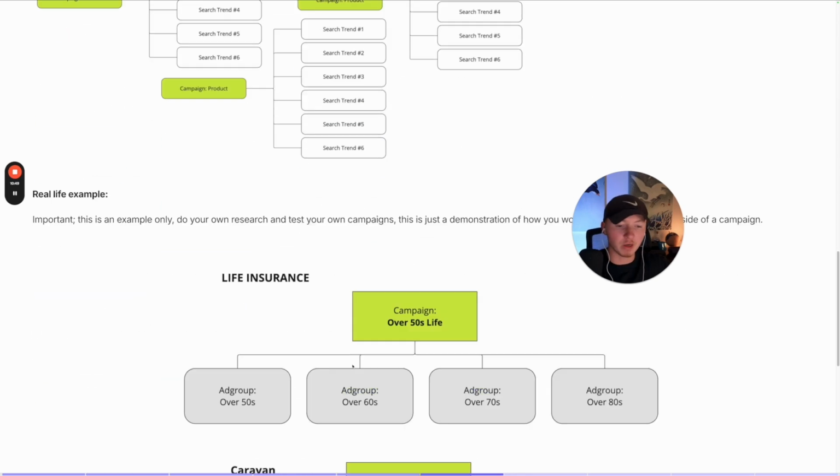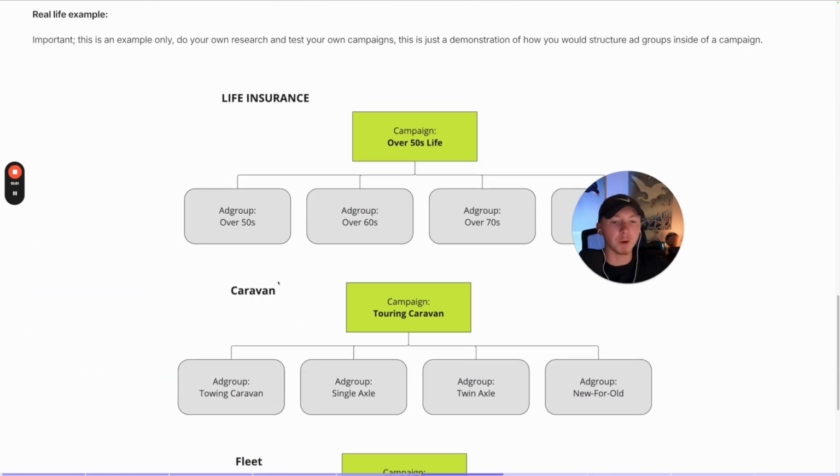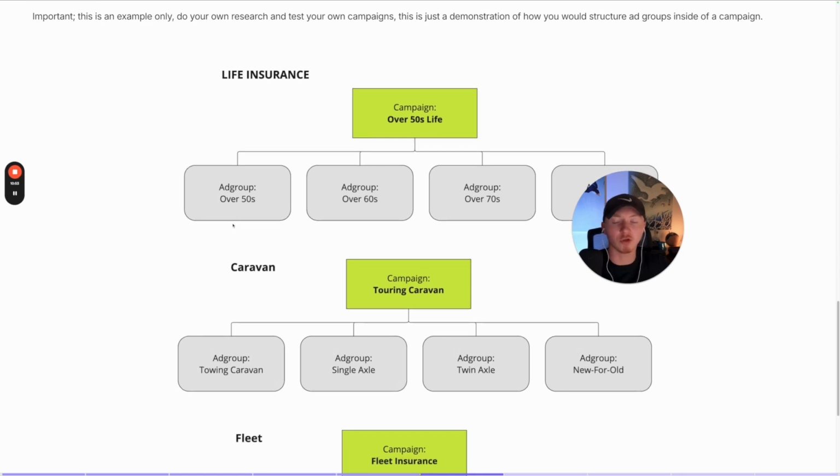So instead of breaking it down on ages, which you can still do, you actually want to create ad groups that are specific for those keywords. So an ad group for people searching for over 50s, an ad group for people specifically searching for over 60s, 70s, 80s, etc., as that goes on with the keywords that you can find.